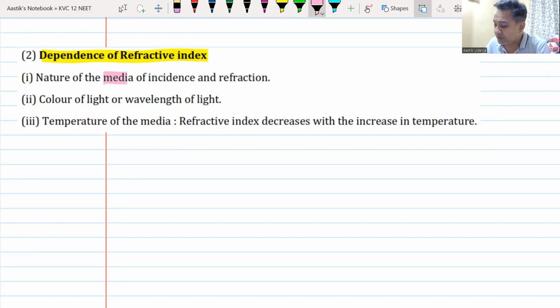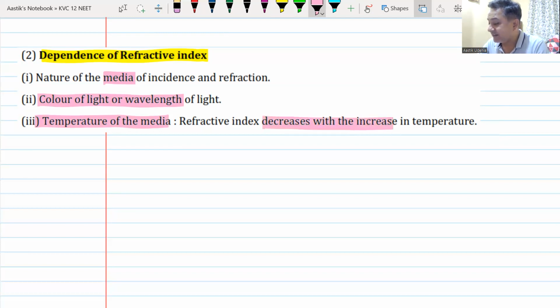It depends on the nature of the medium, obviously. If it is air, refractive index is different. If it is glass, refractive index is different. If it is water, refractive index is different. Yes or no? Yes, sir. The second point is the most important point: color of light or the wavelength of light. You have just seen that. By Cauchy's equation, it is inversely proportional to the wavelength of light. More the wavelength, less is the refractive index. Don't forget this. Third, which we might skip, is the temperature of the medium.